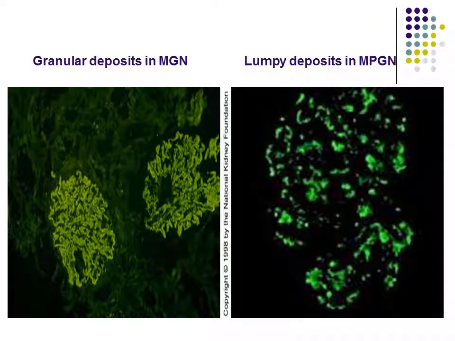So here is an immunofluorescence picture. This is how immunofluorescence microscopy will show you the granular deposits in membranous glomerulonephritis. You can see on the left hand side there is a granular kind of deposit in the glomerulus, and on the right hand side you can see lumpy deposits in membranoproliferative glomerulonephritis. So this is how immunofluorescence microscopy will show you the presence of deposits.